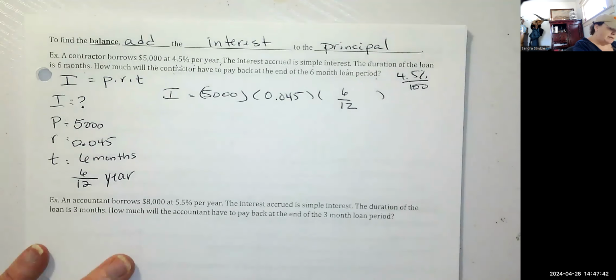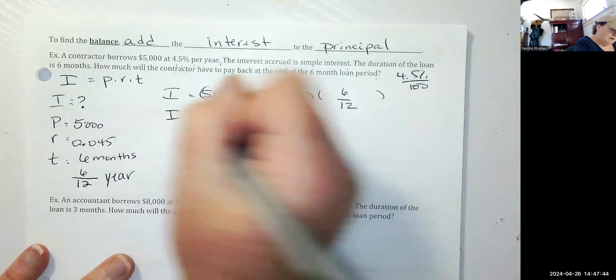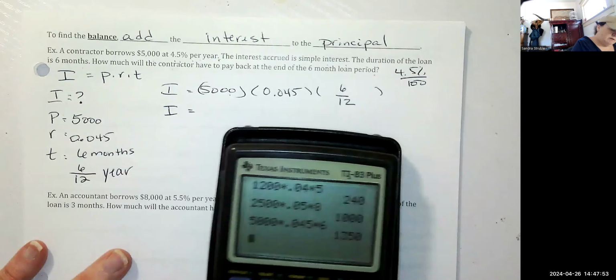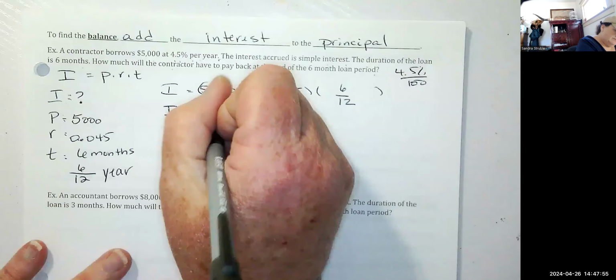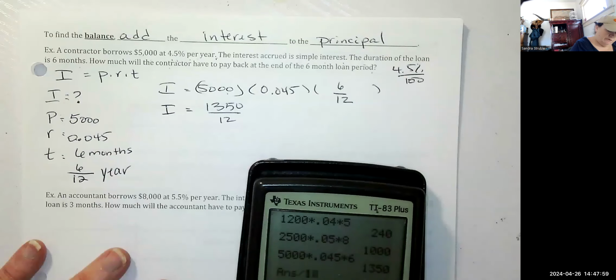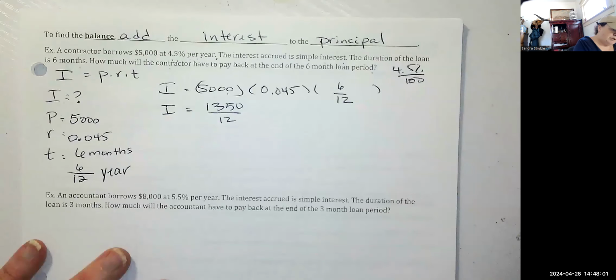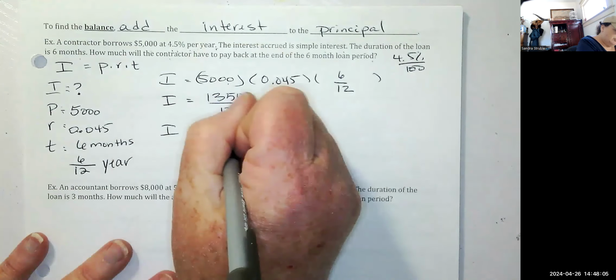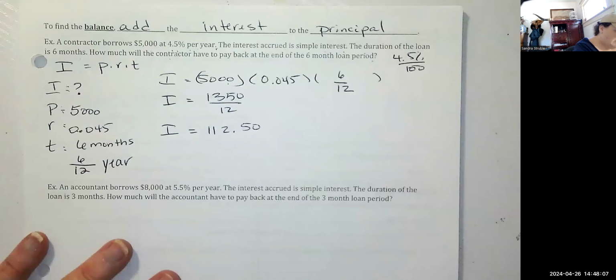All right, let's multiply these. 5,000 times 0.045 times 6 is 1,350. That's the top, over 12 divided by 12 is 112.50. So the interest is $112.50. Is that what the question is asking?